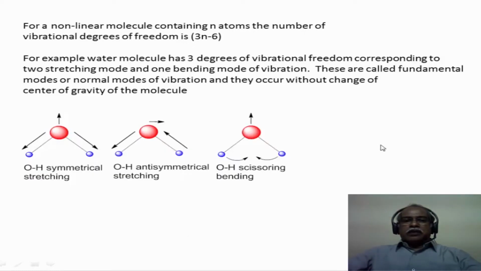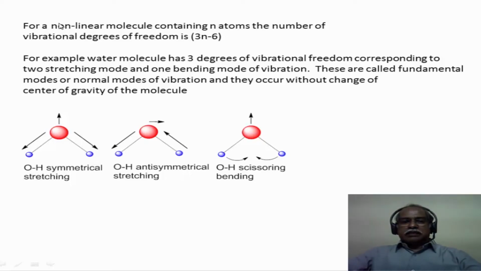Now let us have a look into the different types of modes of vibration in a molecule. We can consider simple molecules like the triatomic molecule with a linear geometry as well as a bent geometry. In a non-linear geometry which contains n number of atoms, the number of vibrational degrees of freedom will be 3n minus 6. In fact, 3n will be the degrees of freedom, of which 3 translational freedoms and 3 rotational freedoms are subtracted. The remaining portion is the vibrational freedom of the molecule having n number of atoms in a non-linear system.